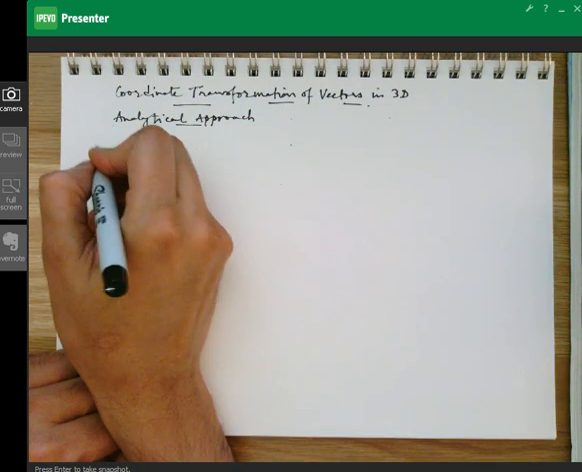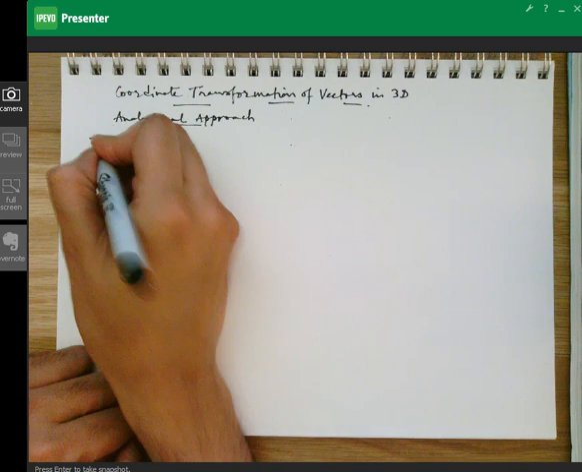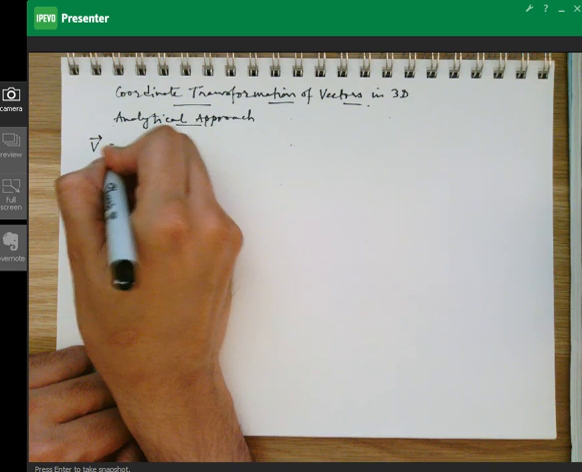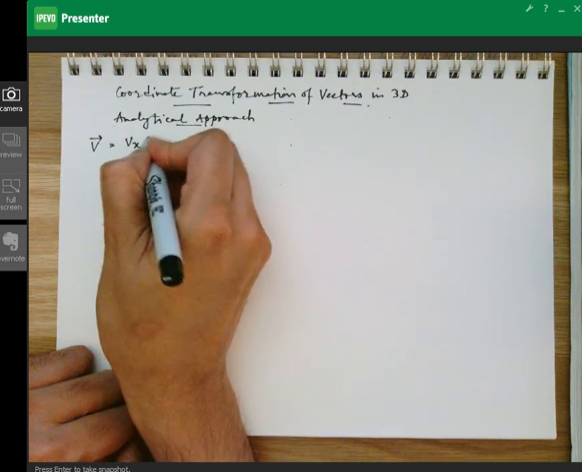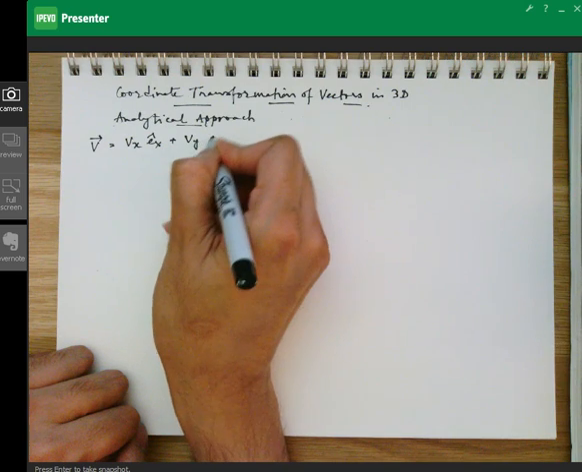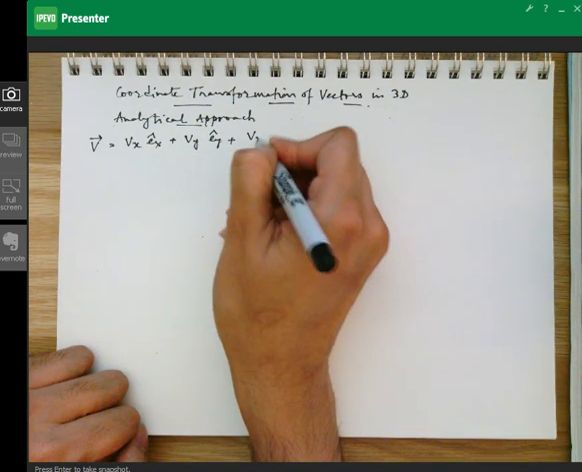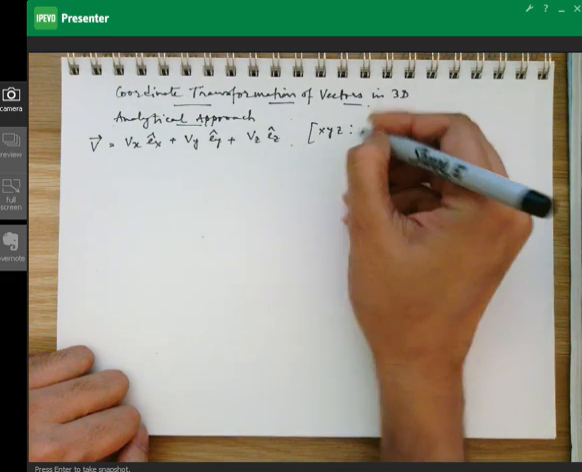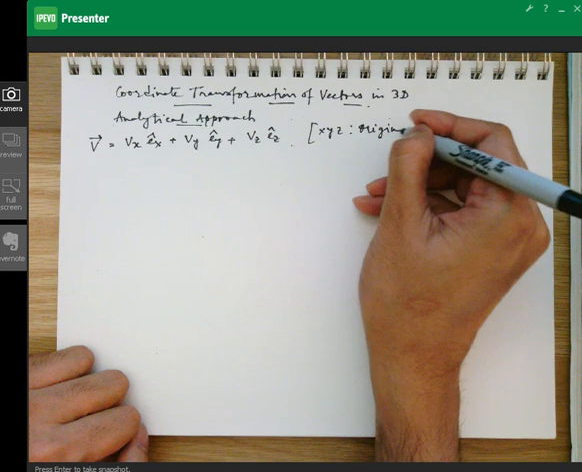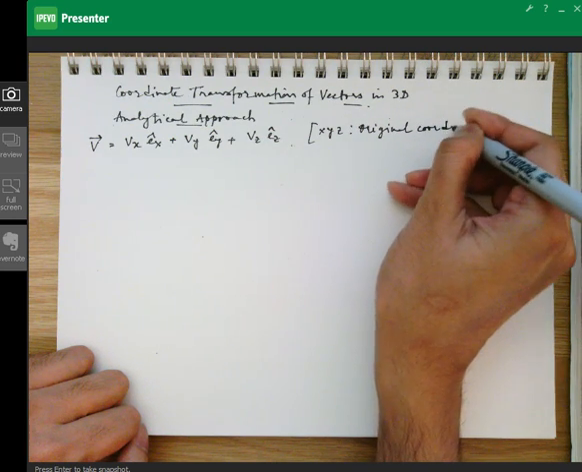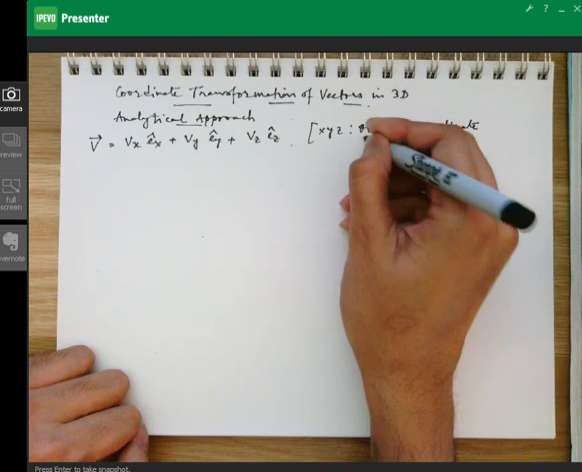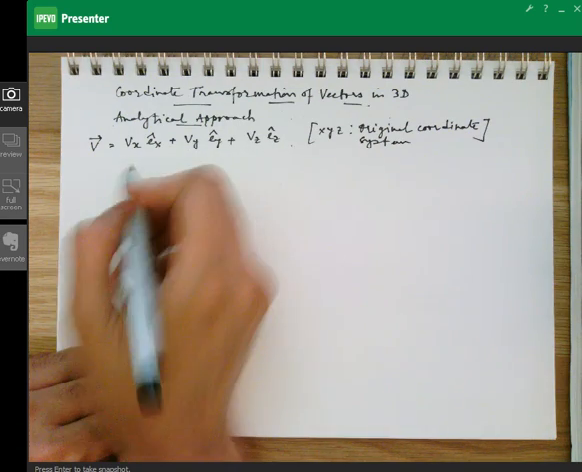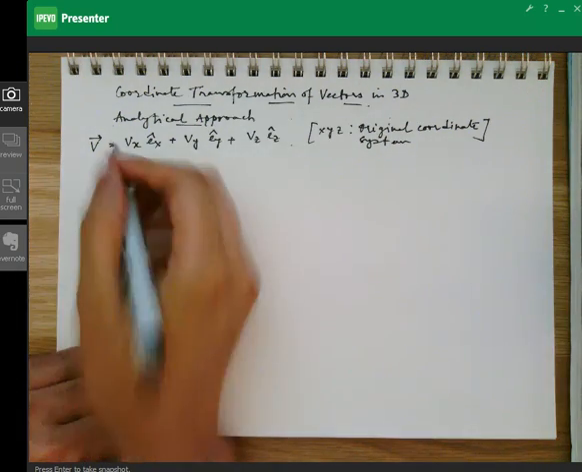So, a vector v in an original unrotated coordinate system xyz is given by vx ex plus vy ey plus vz ez, where xyz is the original coordinate system and ex, ey, ez are the unit vectors along the xyz directions.